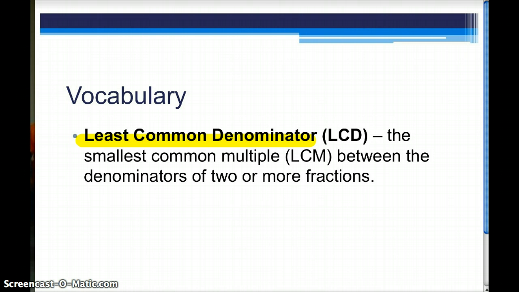Here's your vocabulary phrase. Least common denominator, or LCD. That is the smallest common multiple between the denominators of two or more fractions. It's exactly the same as LCM. The only thing that's different is there's a D in one and an M in the other. The D just stands for denominator, but you're still finding the lowest or least common multiple.